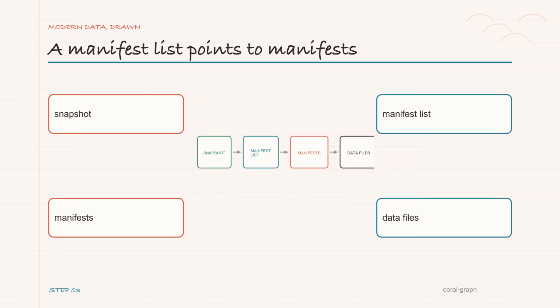Now connect that idea to what appears on the page. Read the drawing from one idea to the next. Snapshot, then manifest list, then manifests, then data files.